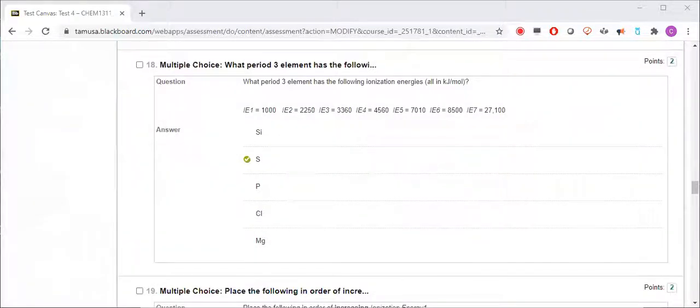Which period 3 element has a large ionization energy? So the jump happens between ionization energy 6 and 7. So we're looking for something with 6 valence electrons because that jump only happens when you're trying to remove core electrons. And so our configuration here is neon 3s2, 3p4. So has 6 valence electrons. Then when I try to remove the 7th, that's a core electron. There we see our jump, and that is why sulfur is the correct answer.